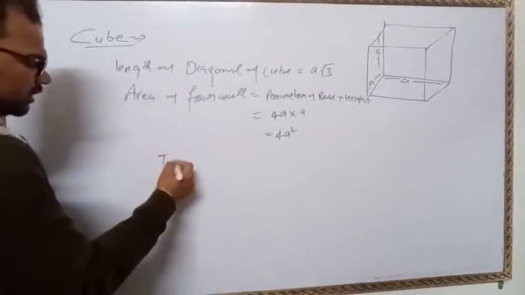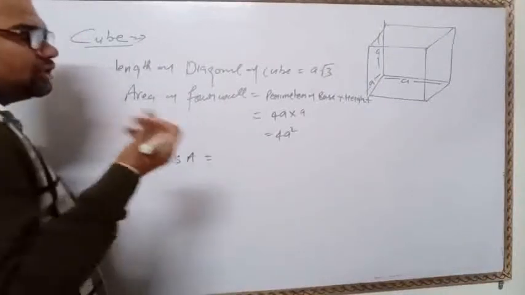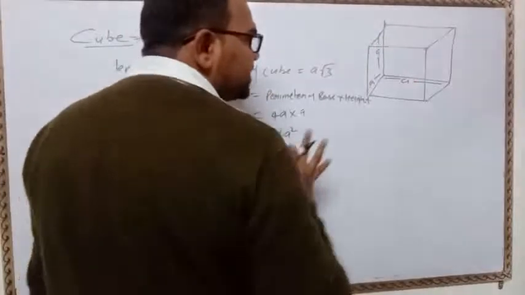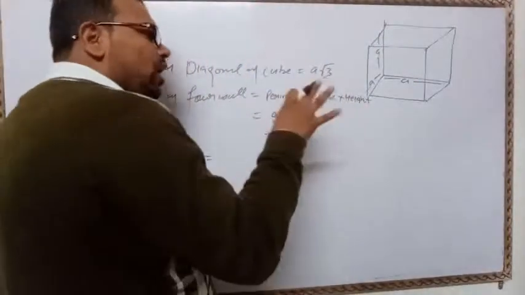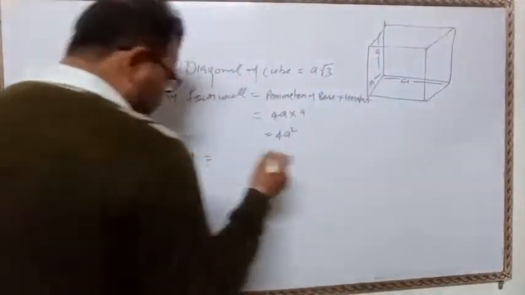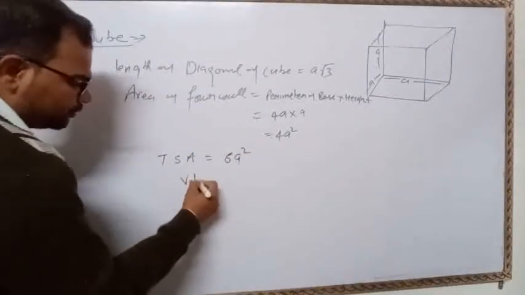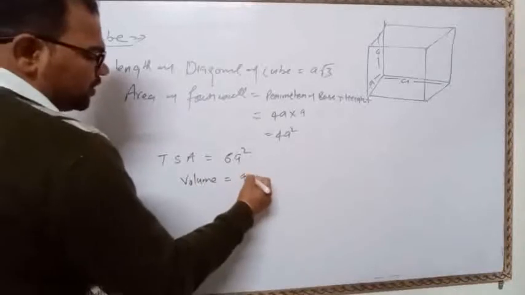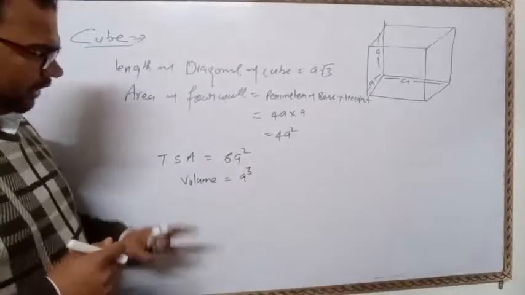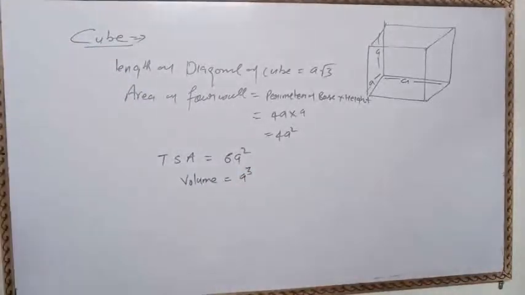Now TSA, total surface area. As we all know, cube has 6 faces and each face has square shape. It means a square into 6, 6a square. Then after that, volume. The volume is a cube. Okay, please note down. Come to the next.